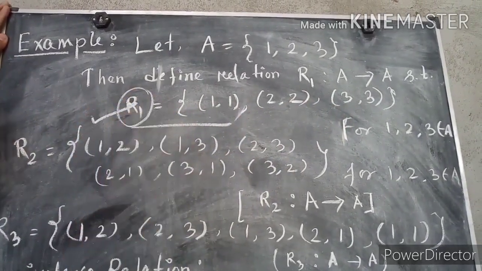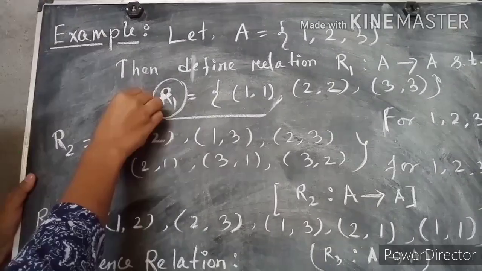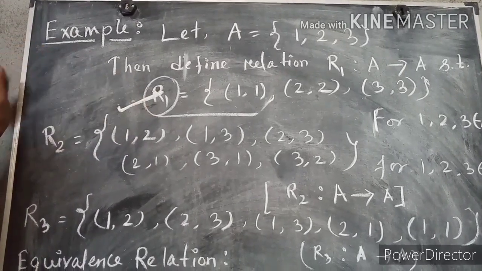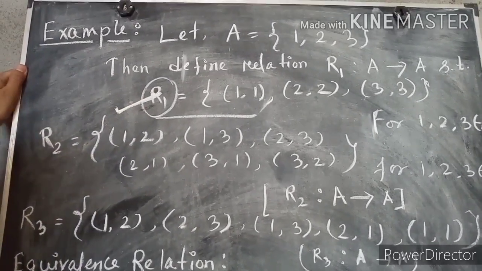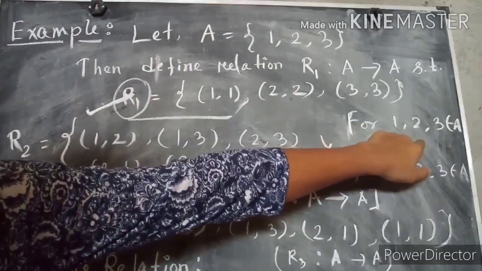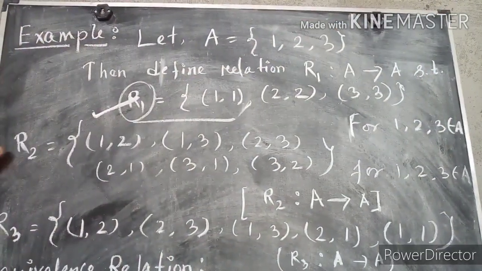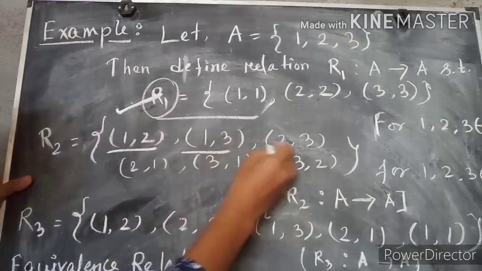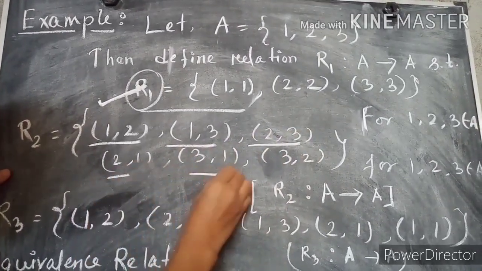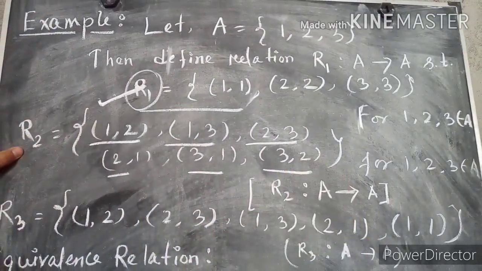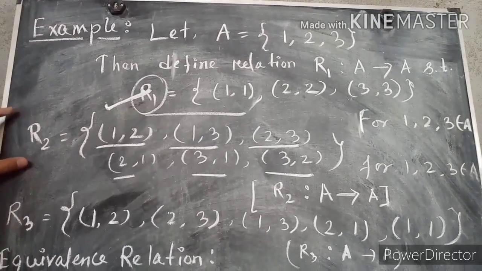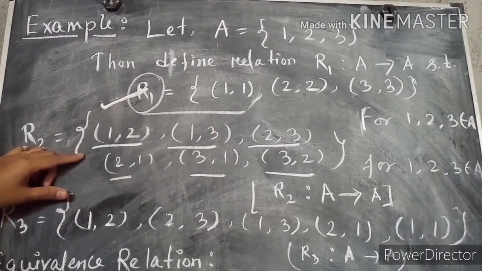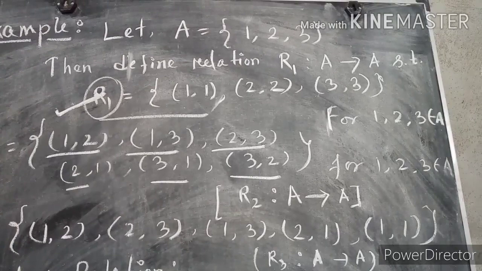Then this R1 is called reflexive. That is, R1 contains the elements (1,1), (2,2) and (3,3), so it is reflexive for all 1, 2, 3 belonging to the set A. Then let R2 equal {(1,2), (1,3), (2,3), (2,1), (3,1), (3,2)}, a relation on the elements of the set A.